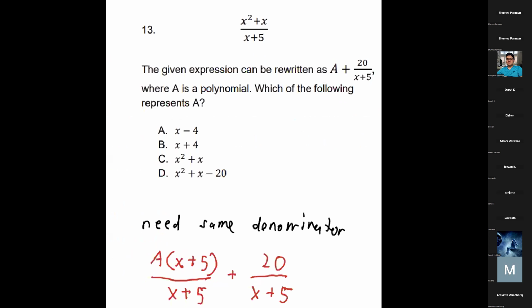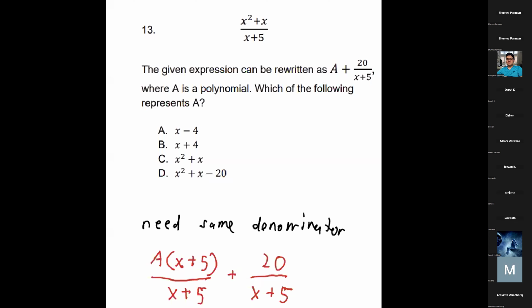Okay, so for question 13, whenever you're adding two items and one of them has a denominator, you can't add them unless they have the same denominator. So what we need to do is a times x plus 5 over x plus 5, because x plus 5 over x plus 5 would just be 1, right? So a times x plus 5 over x plus 5 plus 20 over x plus 5, because this just simplifies out to 1. So that would be the same thing as this equation.